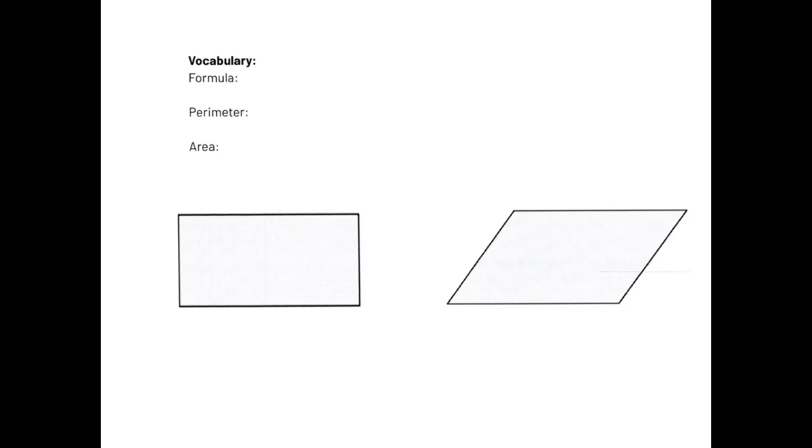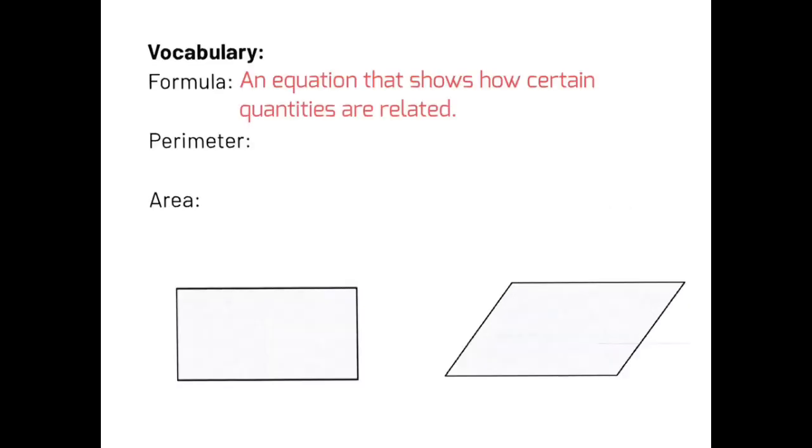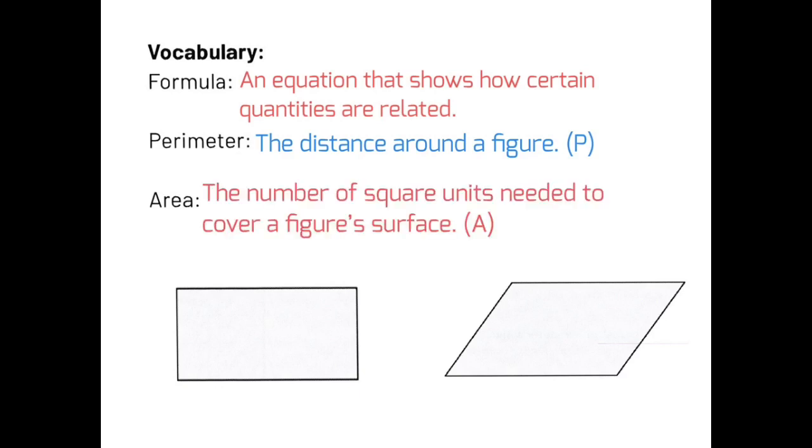All right, let's start with some vocabulary. Formula is an equation that shows how certain quantities are related. We should be familiar with formulas, a lot of them, but here is just the formal definition. Perimeter is the distance around a figure. There really is no specific formula, or I don't want you to stress too much about remembering a specific formula. You just need to remember that perimeter is the distance around, and we calculate that by adding the length of all the sides together.